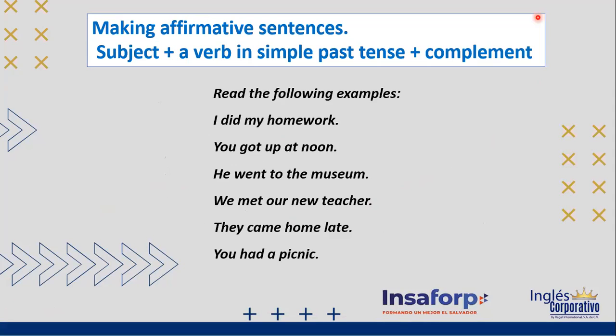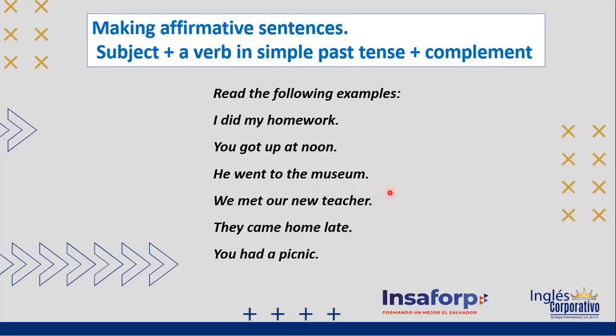Now, let's see this. Making affirmative sentences using irregular verbs. Es la misma estructura que con los verbos regulares. Subject, a verb in simple past tense, and the complement is the same. I did my homework. You got up at noon. He went to the museum. We met our new teacher. They came home late. You had a picnic.